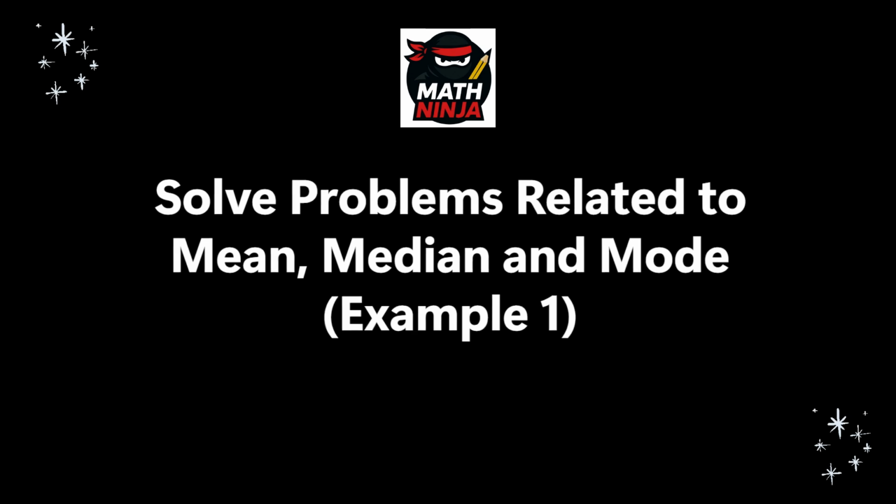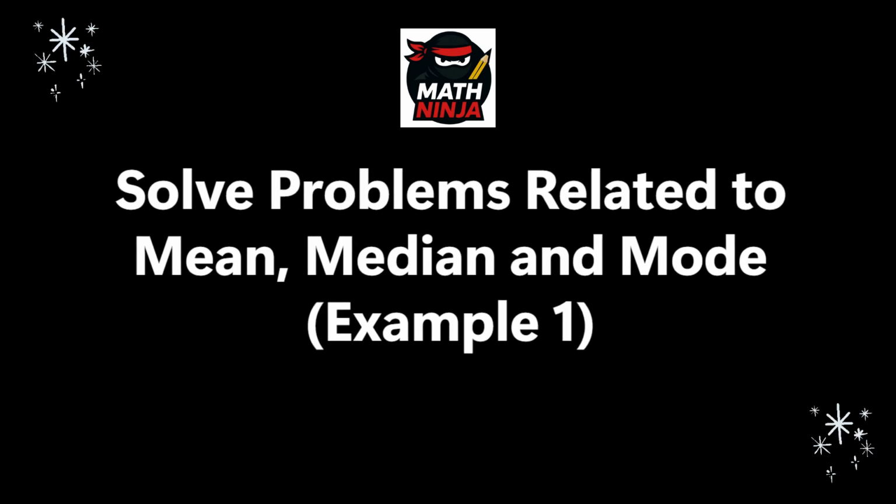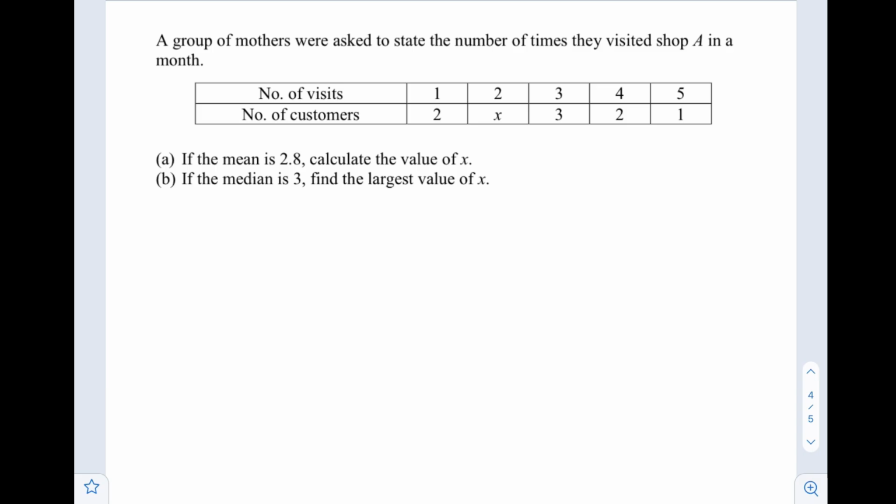In this video, we will learn how to solve problems involving mean, median, and mode. In this question, they say that a group of mothers were asked to state the number of times they visited shop A in a month. So, 2 customers visited shop A one time, and then X customers visited the shop 2 times, 3 customers visited the shop 3 times, and so on. So the question says if the mean is 2.8. So here the question tells you what the mean is. And what they want you to do is calculate the value of X.